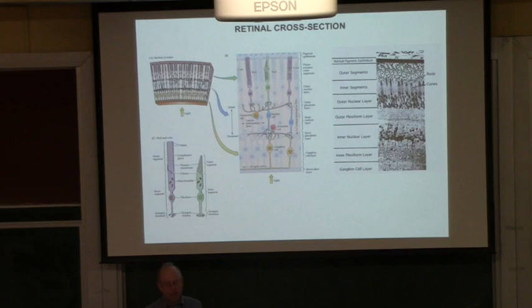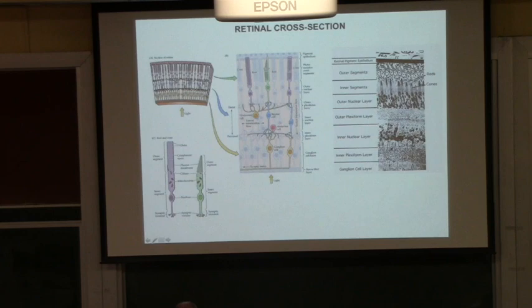Rods are extremely sensitive to light, but the rod system has low spatial resolution. That is, they don't give you the most finely detailed information about the world. Cones have lower light sensitivity, so they don't work in the dark, but they have much higher spatial resolution, and they have three different pigment types, and that's the basis for color vision. So this outer layer here is made up of rods and cones.